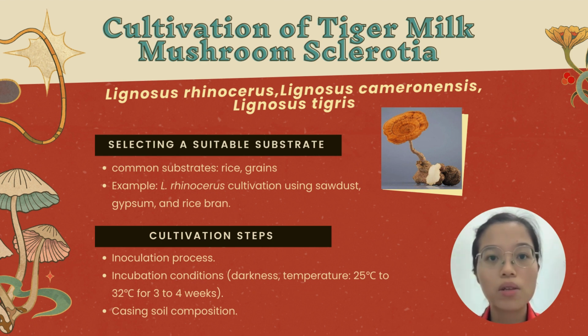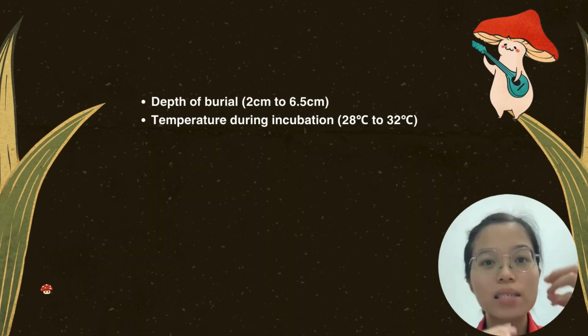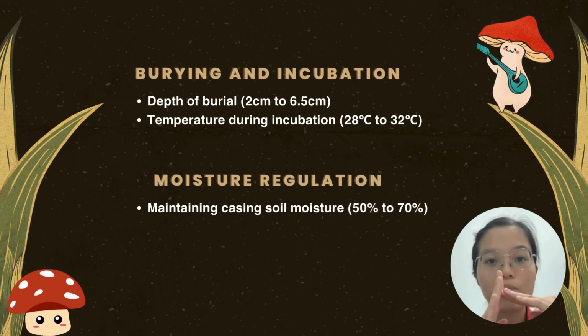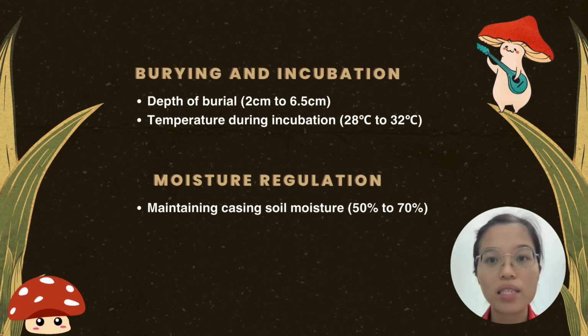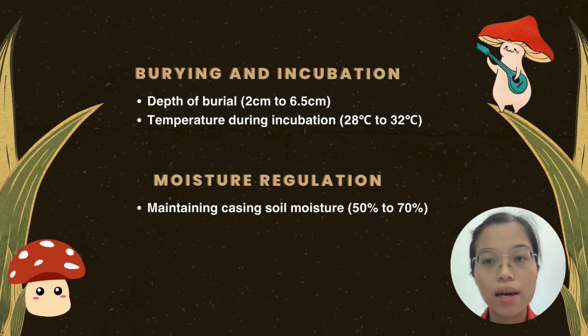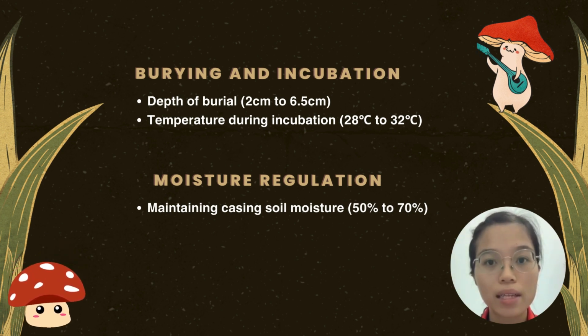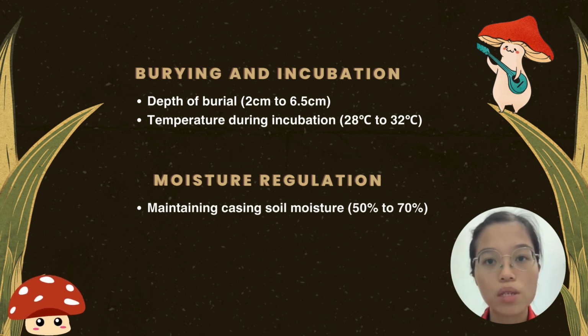Incubating the inoculated substrate in darkness at a temperature between 25 to 32 degrees Celsius for 3 to 4 weeks to generate mycelium. Providing a casing soil composition to cultivate L. rhinoceros. Next, burying the substrate 2 cm to 6.5 cm under the casing soil after incubation and incubating the buried substrate at temperature between 28 to 32 degrees Celsius with moisture content of 50 to 70%.